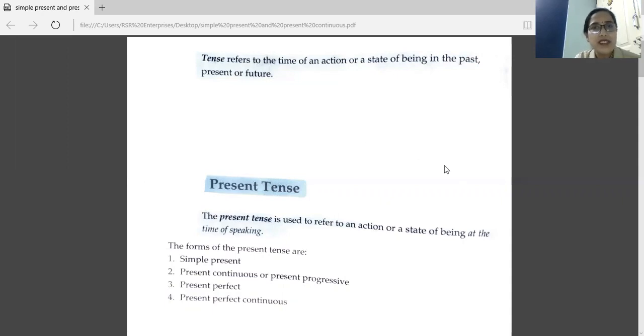Now, first, I'm taking present tense. Now, what is present tense? The present tense is used to refer to an action or a state of being at the time of speaking. What is happening at the time of speaking? That time is known as present or present tense.